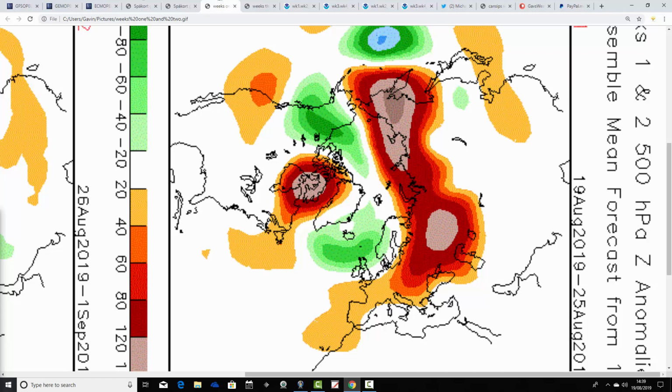CFSv2 means the 500 millibar heights broken down into weekly periods. The first week period will take us from the 19th to 25th of August. The coming week has below average heights to the north, above average heights building to the south and also to the southeast. Jet stream is gradually being pushed a little bit further northwards, trying to go into a warmer and drier spell of weather.